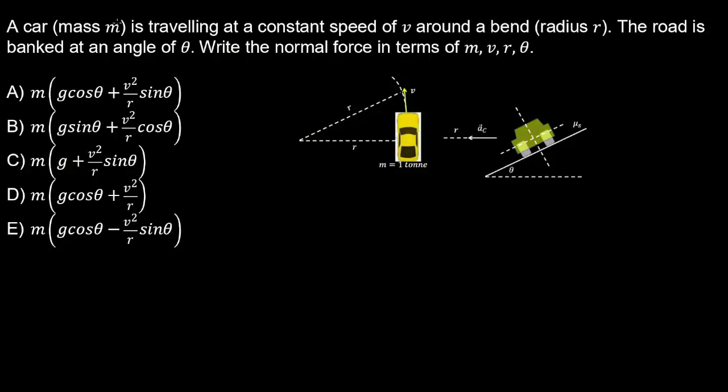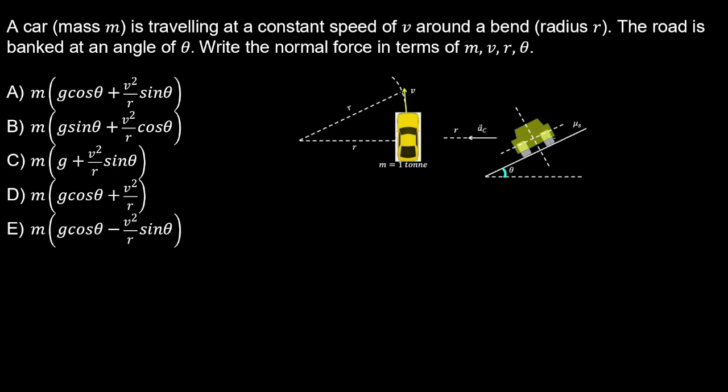A car with a mass m is travelling at a constant speed around a bend with a radius r. And the road is banked at an angle theta. And we're asked to write the normal force in terms of the mass and speed of the car, the radius of the track, and the banking angle.